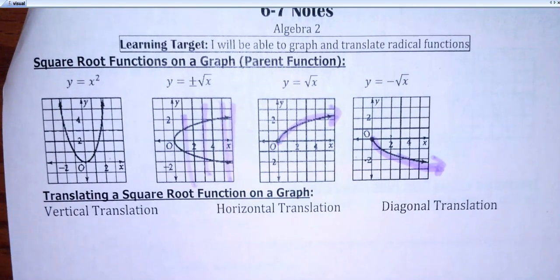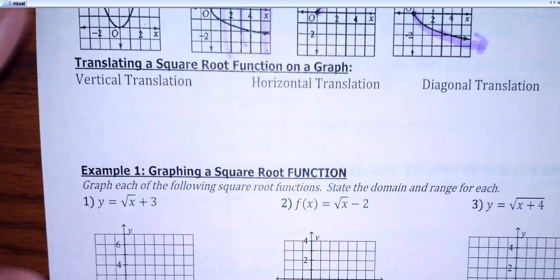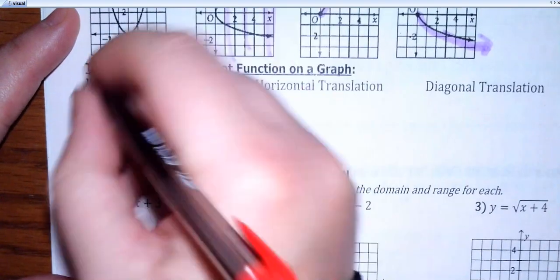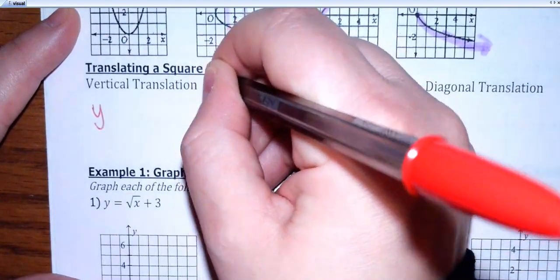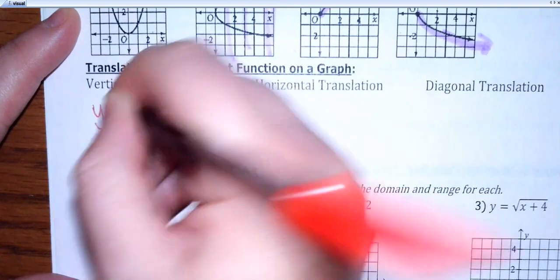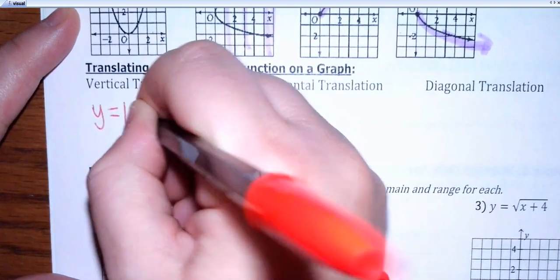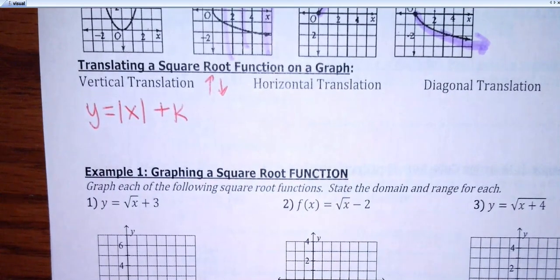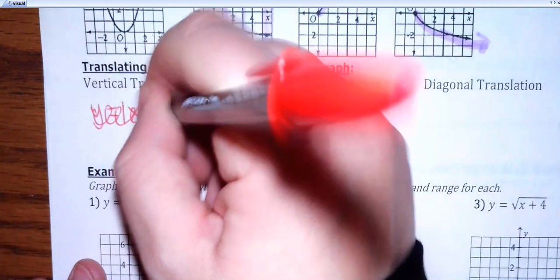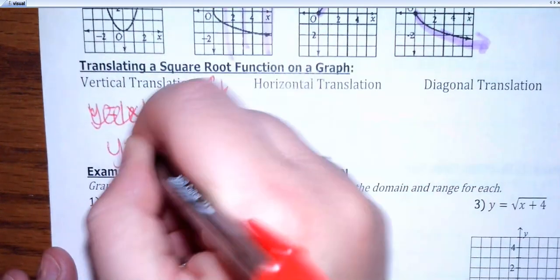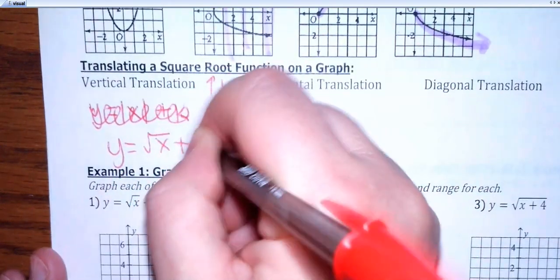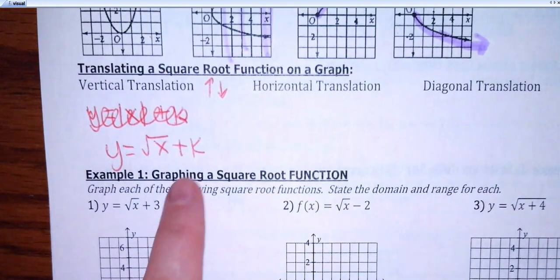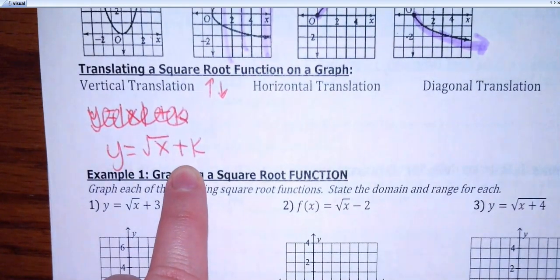Now we're going to translate these today. So in general, vertical translation is going to move the graph either up or down, and the way that's going to appear in an equation would be something like this, where you're going to have something added or subtracted. I don't know why I just wrote an absolute value, forgive me. Square root of x plus k works the same as an absolute value. So this is going to move up or down exactly the way that you think.